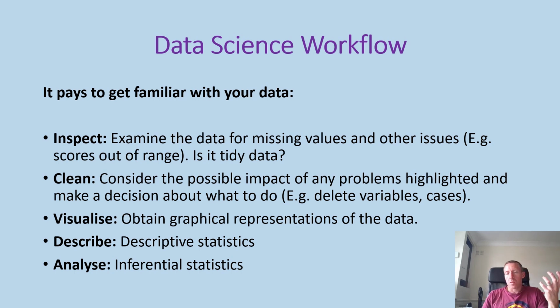Are variables collected together in columns in our data set? Is it set up like a panel data, like a spreadsheet? And are our observations allocated to rows, so it's easy for us to make sense of the data sheet that we've got, the data set that we've got? And we should look for missing values and other issues like that. For example, anomalous data, scores out of range. Okay.